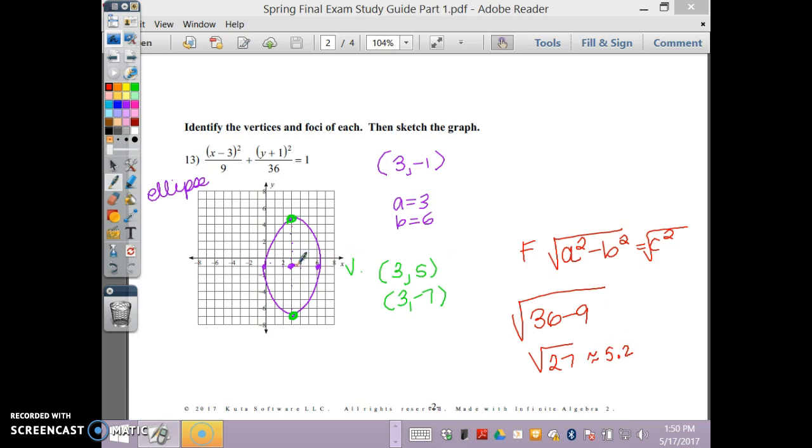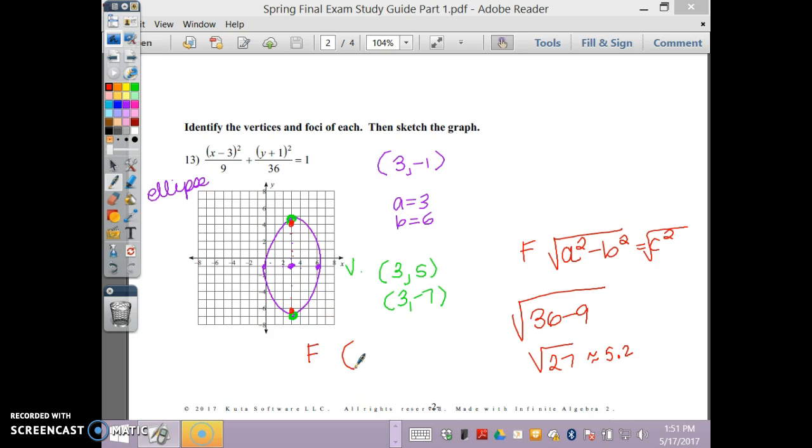So you're going to go from that center, and you're going to go up 5.2. 1, 2, 3, 4, 5.2. And those are your foci.